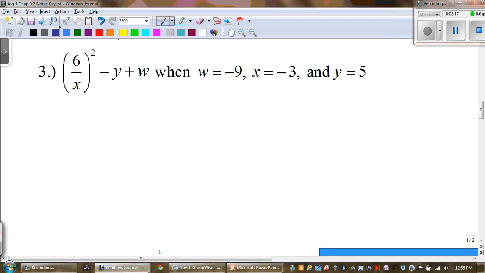Okay, let's look at 3. All right, so we have x is -3, y is 5, and w is -9. Now, the first thing we're going to do here is we're going to go inside and simplify that. Okay, 6 divided by -3 is -2.